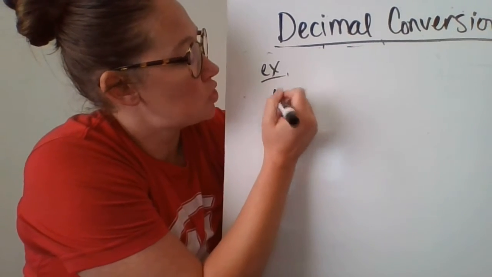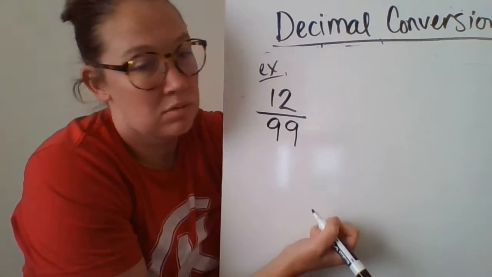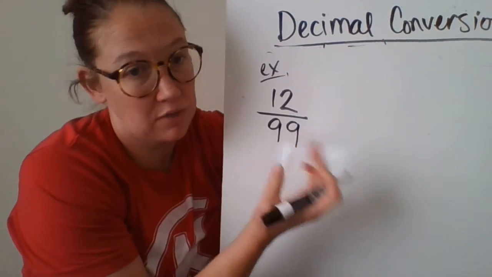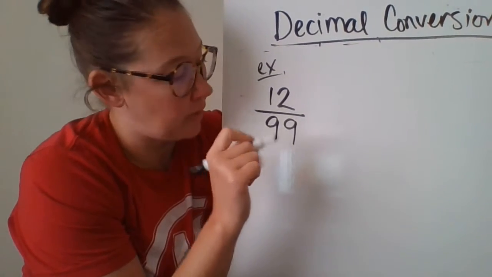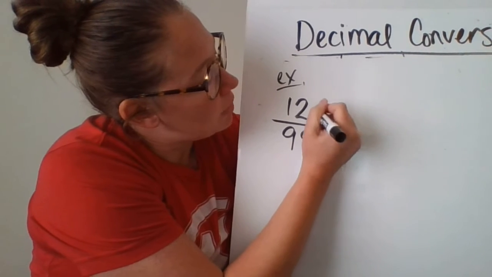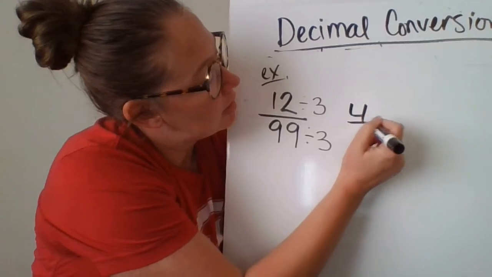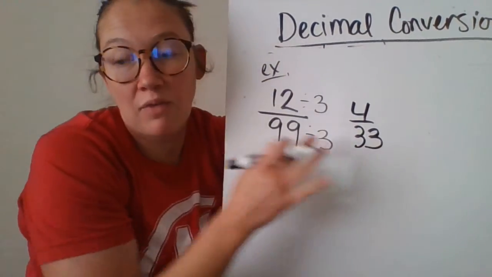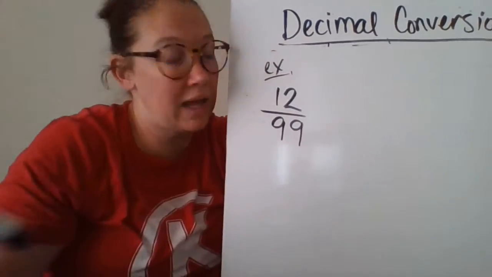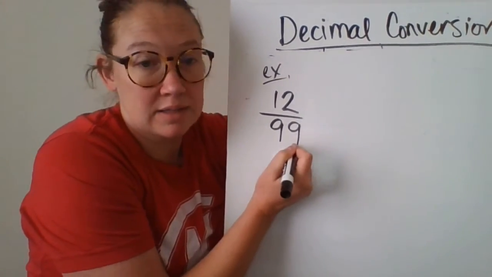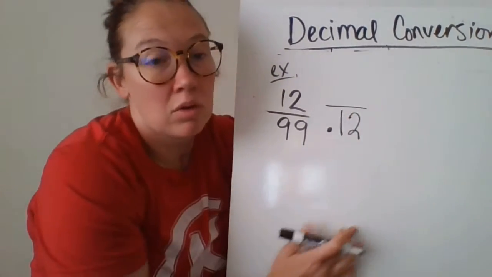If I have 12 over 99, okay, I can reduce that fraction if I want to. It's going to become, I believe, 4 over 33. Don't quote me on that. But I think if I divide both of these by 3, that should be 4 over 33. Okay? If you had to reduce, which we're not doing right now, so we don't need to worry about that. 12 over 99, shortcut. Anything over 9s is going to be that number. So this is going to be 0.12 repeating.